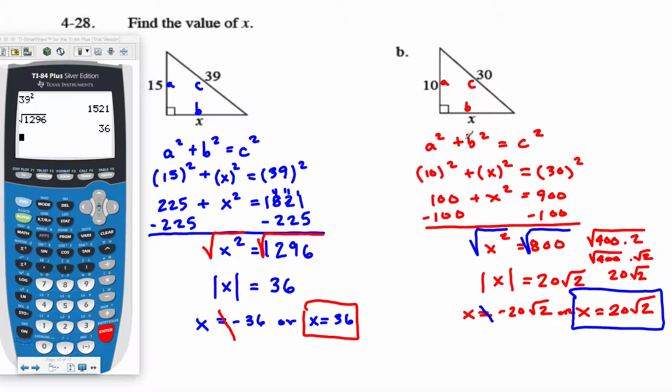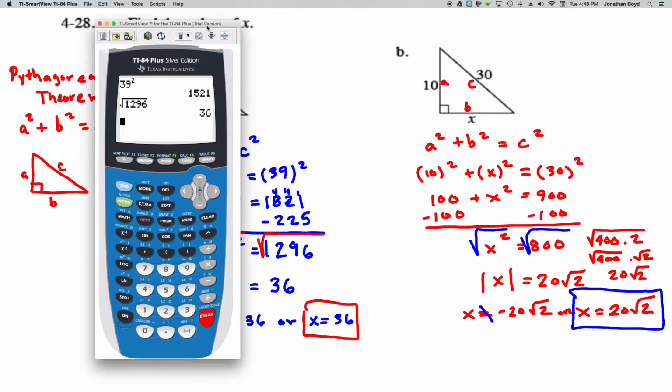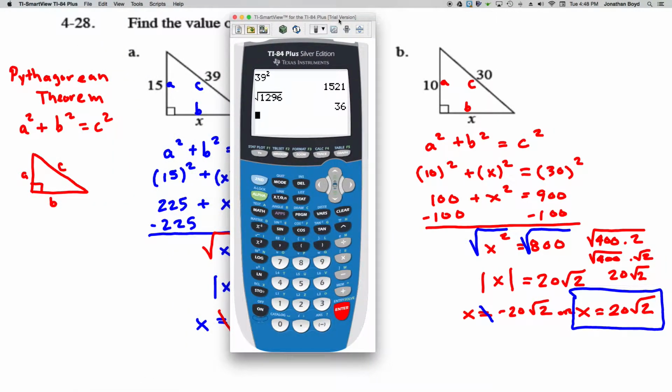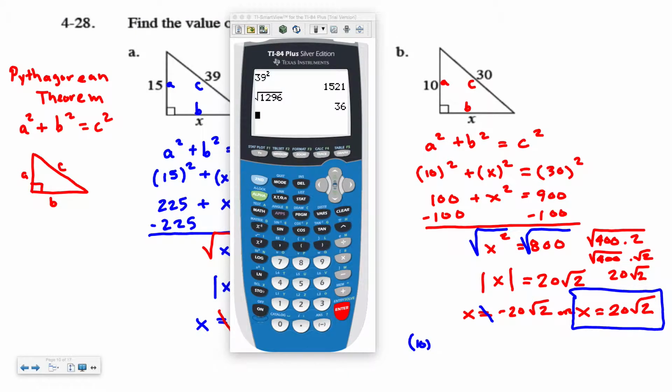You can take it, plug it back in to check it. Let's actually do that here. Let's just look at it on the calculator there. We already know here that 10 squared plus 20 radical 2 squared should equal 30 squared. 10 squared we know is 100. 30 squared we know is 900. So more or less what it comes down to is 20 radical 2 squared is going to be 800.